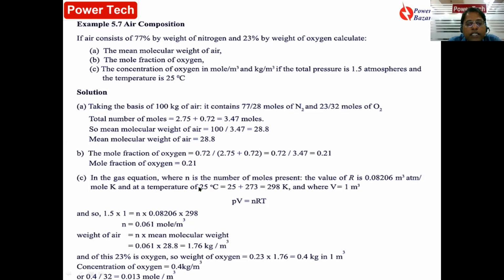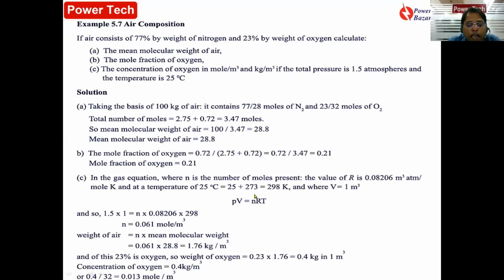Temperature is 25 degrees centigrade. We need to convert degrees centigrade into Kelvin by adding 273. So it becomes 298 Kelvin, because the gas law is applicable for Kelvin. Here T should be in Kelvin. Now, what is the volume here? Basically, it has asked for the concentration in mole per meter cube. So let us consider a volume of 1 meter cube.